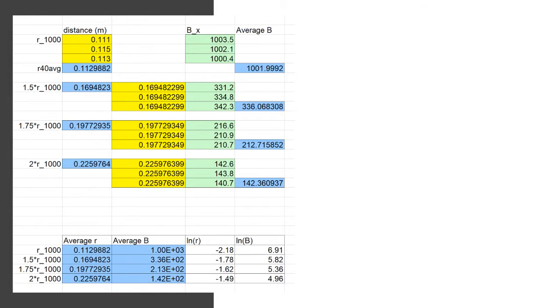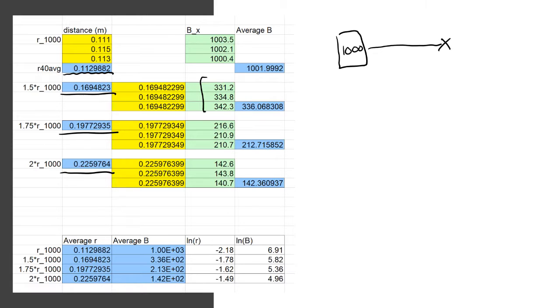To begin this lab, it is necessary to collect data to use in order to better understand the magnet. First, a distance is recorded in which the magnetic field is equal to 1,000 microteslas. This is repeated 3 times, and the average of the distances is determined. From this average, distances for 1.5, 1.75, and 2 times the recorded 1,000 distance are calculated. The magnet is then placed at these distances, and the resulting magnetic fields are recorded. Once this has been repeated multiple times, the average magnetic field values are recorded as well.